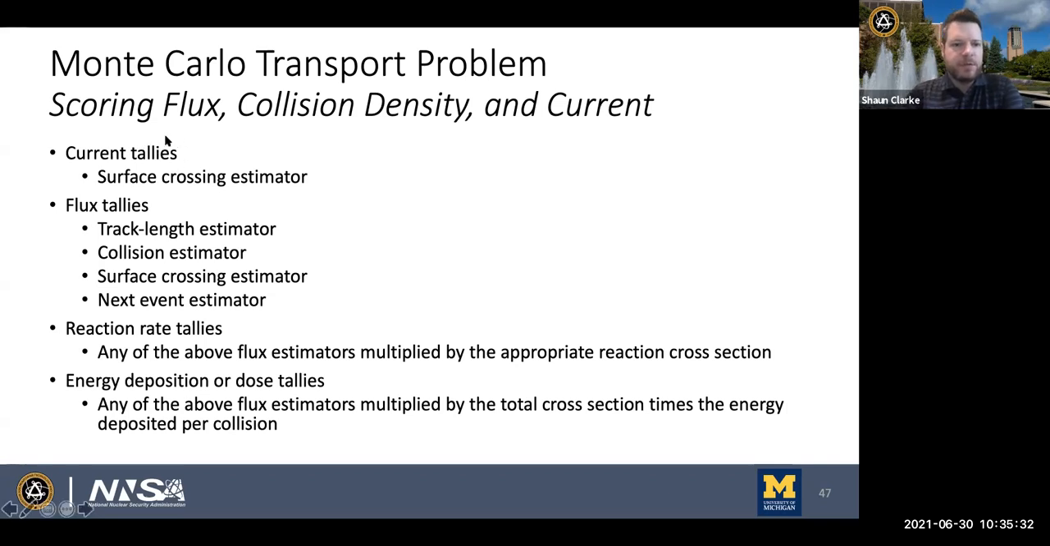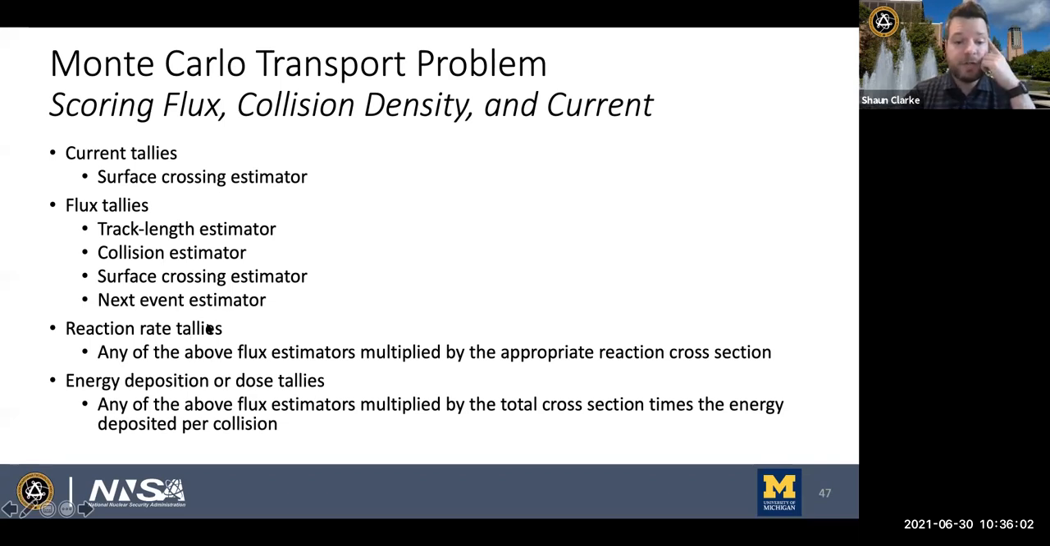Some codes use the name tally, some codes call them estimators. That's just the Monte Carlo jargon for computing what you want to compute. Current tallies in Monte Carlo are typically scored using a surface crossing estimator, so you're going to be counting particle tracks crossing a surface. Flux tallies in Monte Carlo are generally integrated over space, so those are going to use a track length or collision estimator, and I'll talk about this in the next slide.